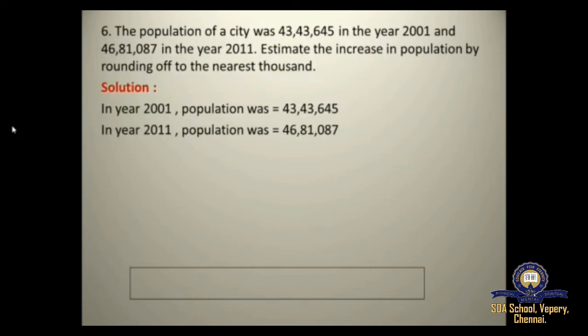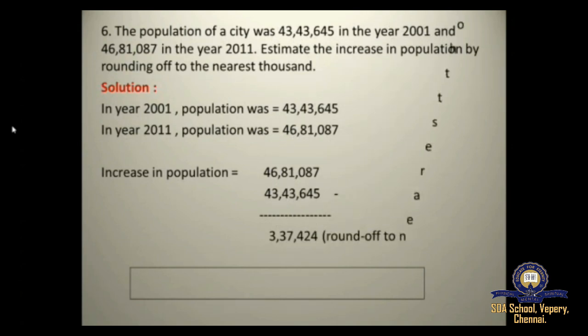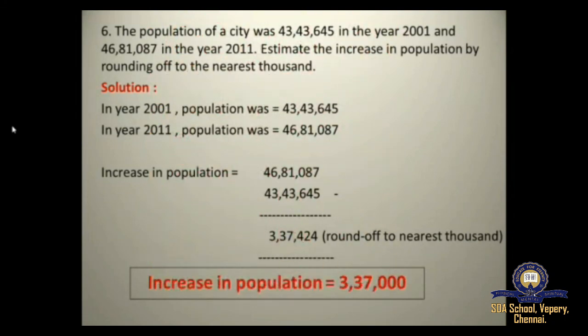In order to find out the increase in population, I'm going to subtract the 43 lakhs from 46 lakhs. So when I subtract, I'll be getting the answer 3,37,424. Now I'm going to round off this number to the nearest thousand place. Now, which digit is in the thousands place? It is 7, right? Now see the number to the right of 7. It is 4. So 4 is less than 5. So leave it unchanged. So the increase in population will be 3,37,000.